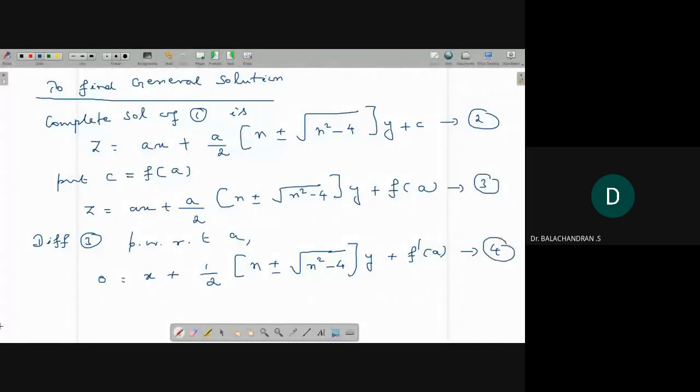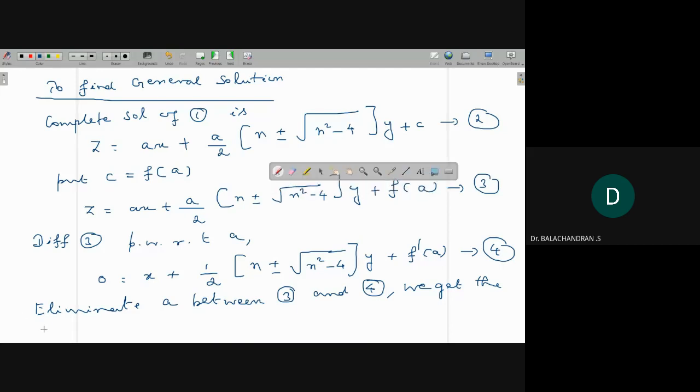Okay, eliminate A between equation 3 and 4, we get the general solution of equation 1. Okay, second part is over.